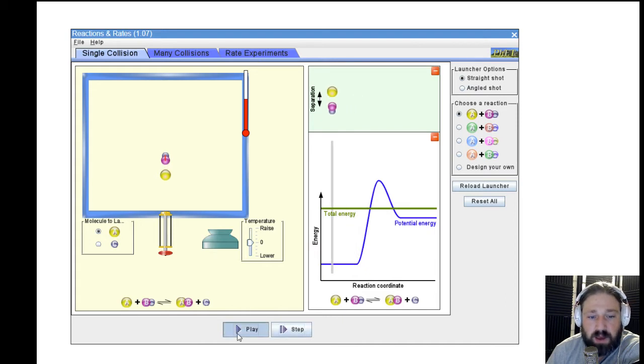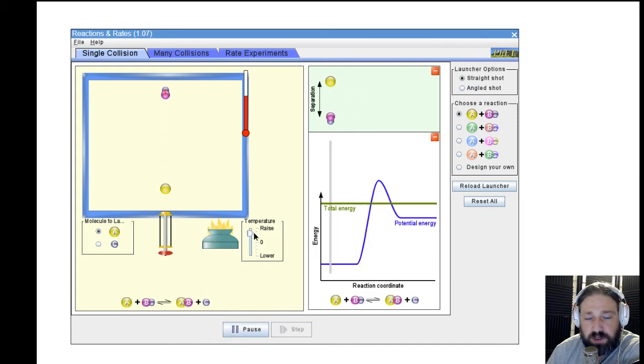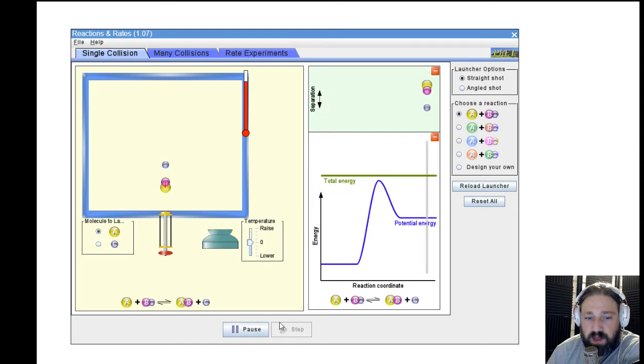So let's raise the temperature up a little bit more. Even at this point, it's still just hitting this point, not jumping over. So let's raise it up even more. And there we go. Let me stair step it a little closer and talk about this a little bit more.